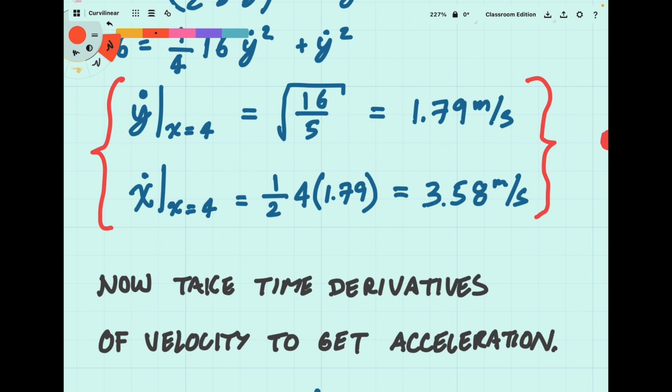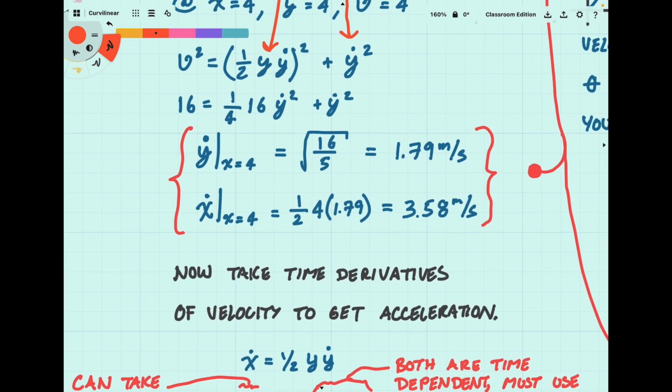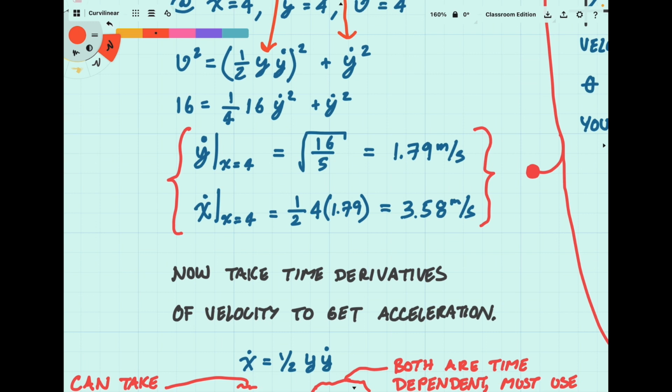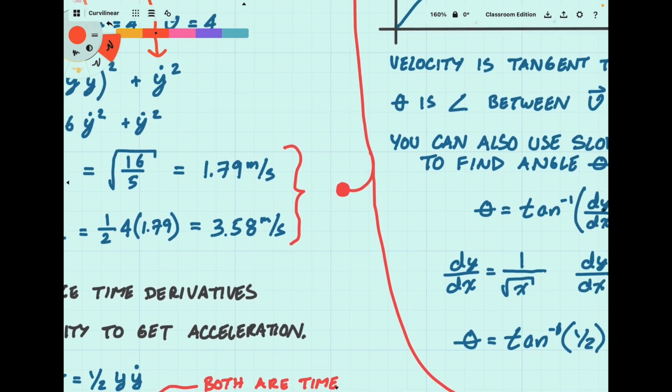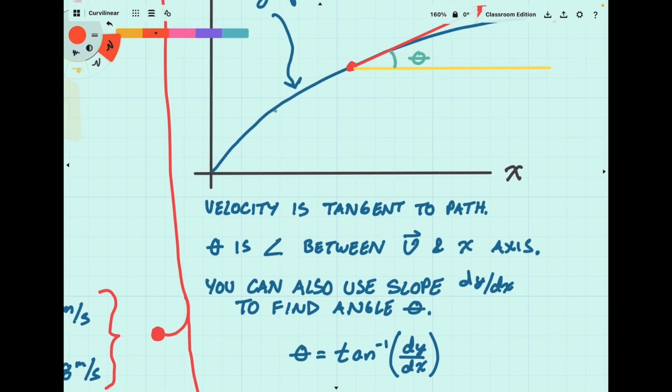Now, we need to take time derivatives to get to acceleration, but I'm going to take a little aside here and talk about the angle of the motion with respect to the Cartesian system. This is actually going to be necessary to solve for the acceleration, but with the velocities solved for, we can find the angle, so I'm just going to show it here. It would often be asked in a problem like this to find the angle of the velocity, and this is how you would go about that.